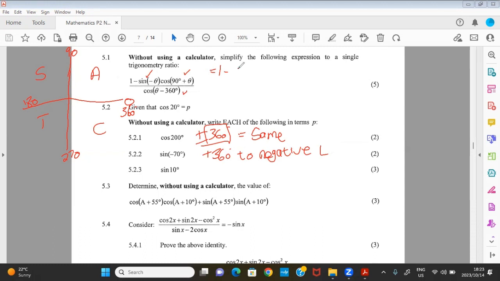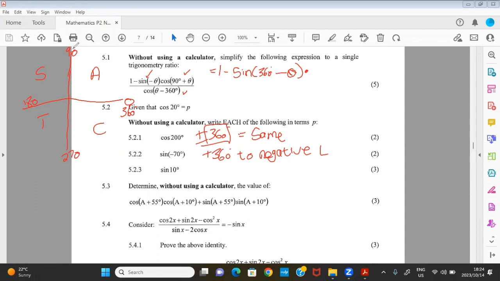So I have 1 minus sine of, now since I'm adding 360, I will have 360 degrees minus theta, right? And then once I did this, now it looks familiar, right? And then I'm going to have multiplied by the cos of 90 degrees plus theta. So what does that tell me? Okay, they say cos of 90 degrees plus theta.